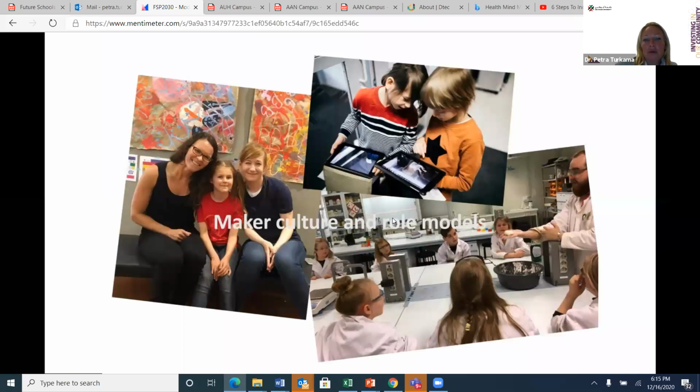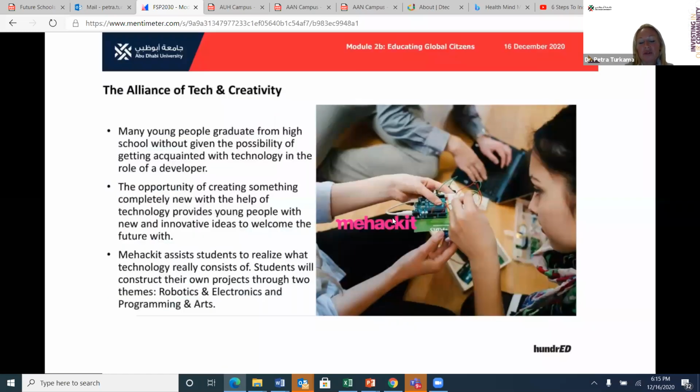I'm going to conclude now with a couple of examples. So, maker cultures and role models, a couple of examples from schools. This one is the Mega Kit. There are many similar kinds of resources available.